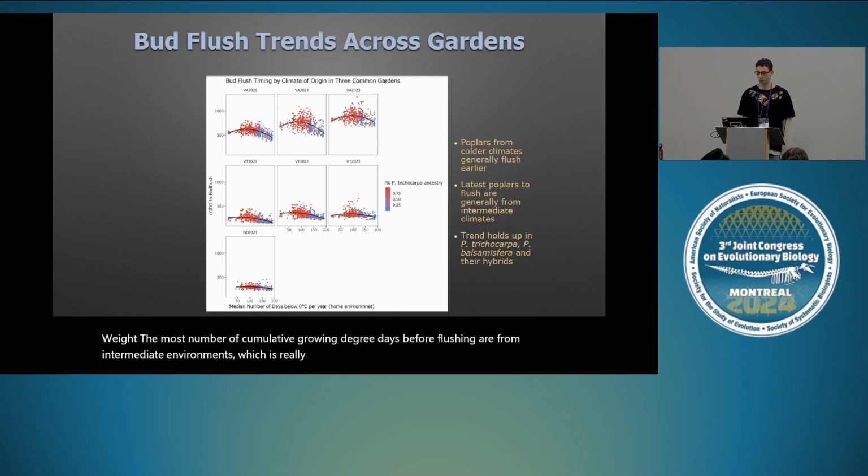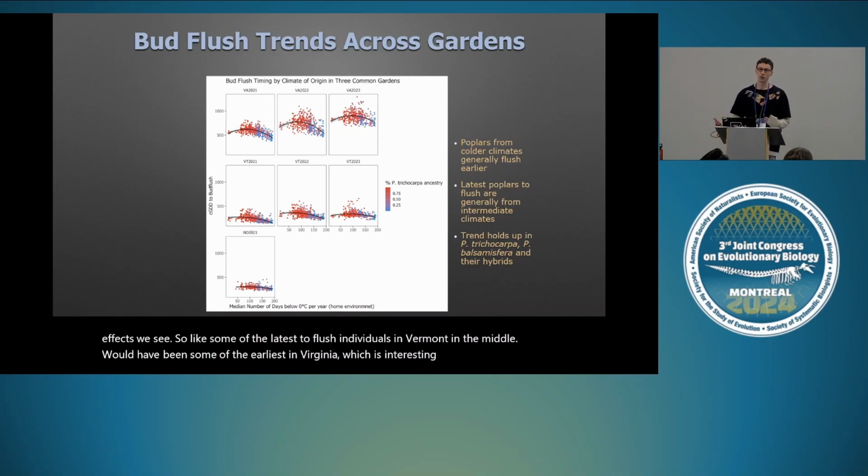The last thing I just want to point out on this plot is the very, very strong environmental effects we see. So like some of the latest to flush individuals in Vermont in the middle would have been some of the earliest in Virginia, which is interesting.